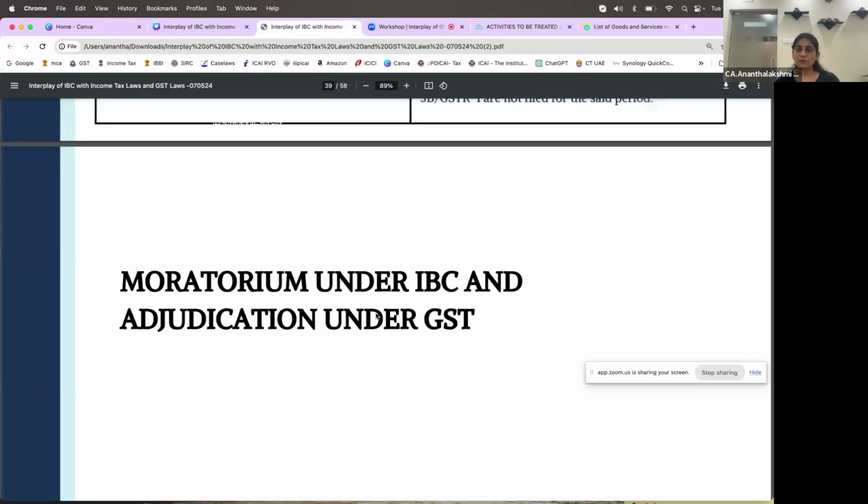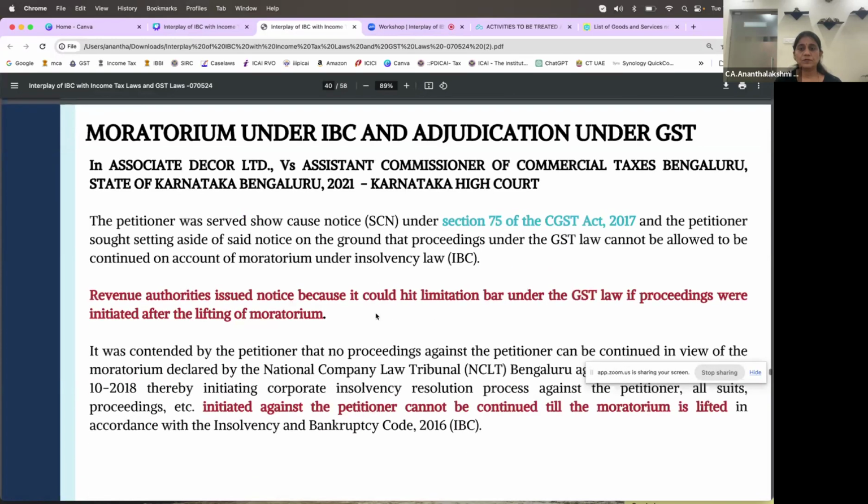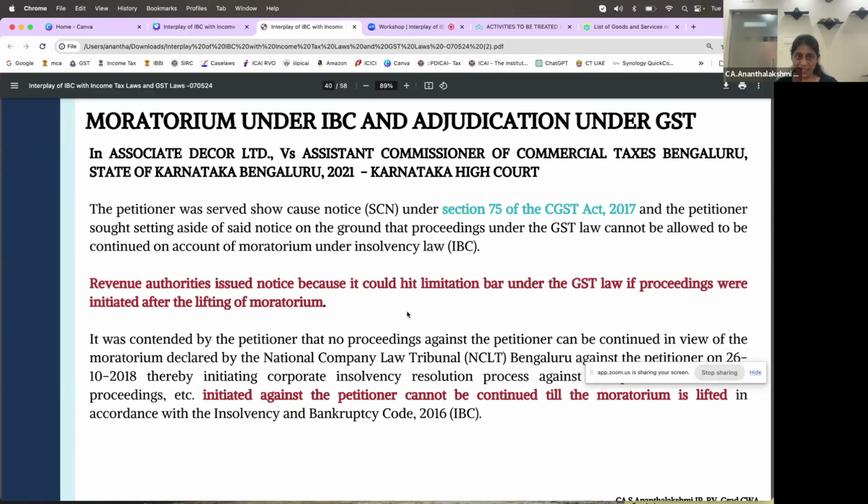Okay. Then we'll move to moratorium under IBC and adjudication under GST. We'll take a case law. This is a Karnataka High Court case. In this case, the petitioner was served with a notice under section 75. Sections 73, 74, 75 are the notice sections.